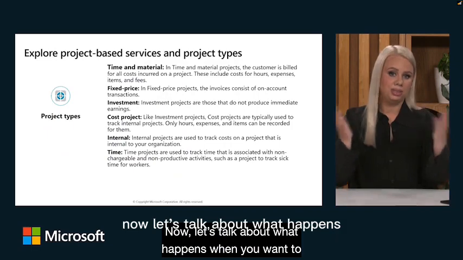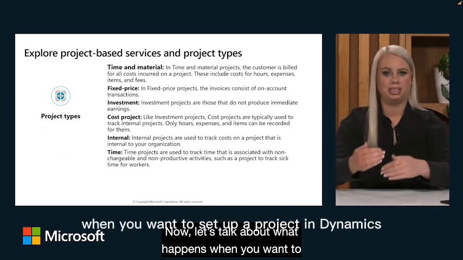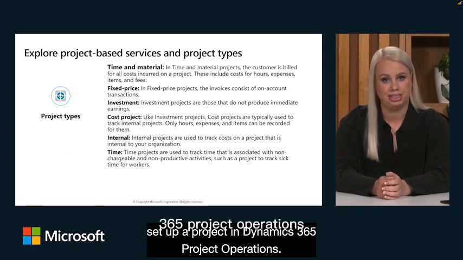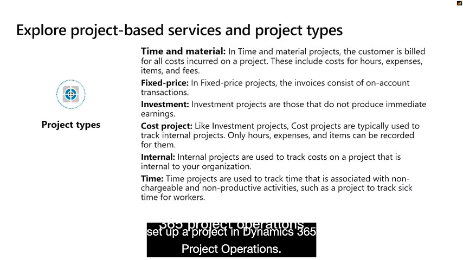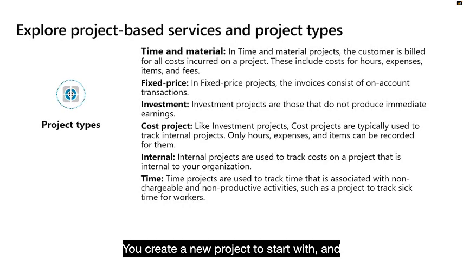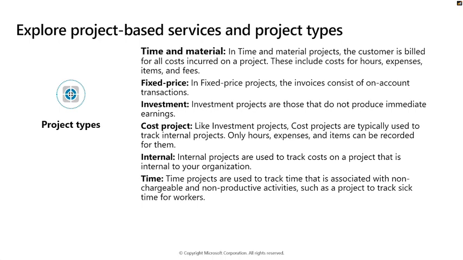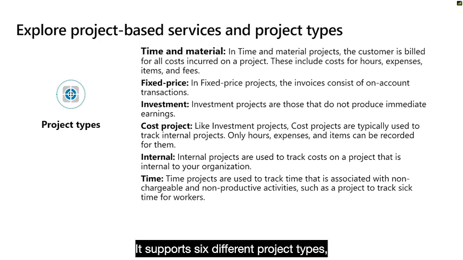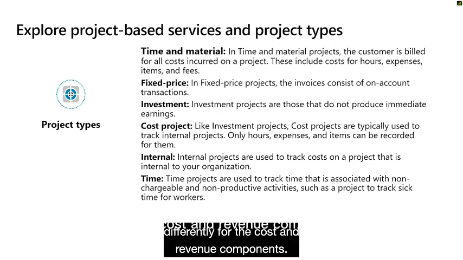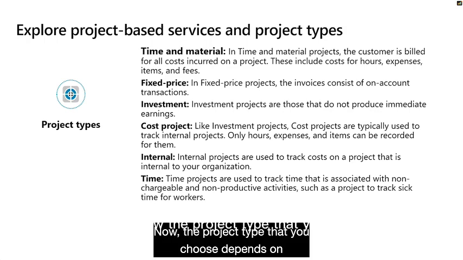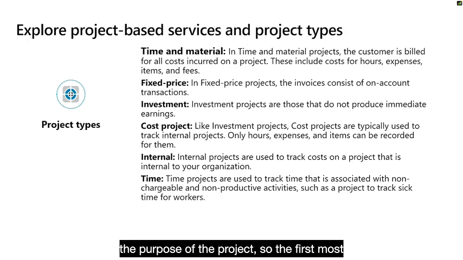Now, let's talk about what happens when you want to set up a project in Dynamics 365 Project Operations. You create a new project to start with, and then you will need to select a project type. It supports 6 different project types, and each project type is set up differently for the cost and revenue components. Now, the project type that you choose depends on the purpose of the project.